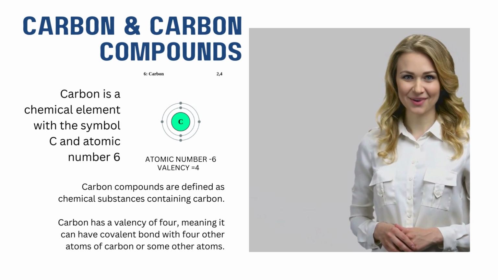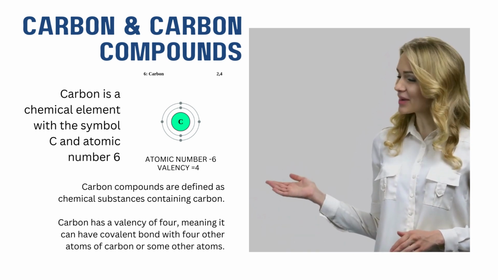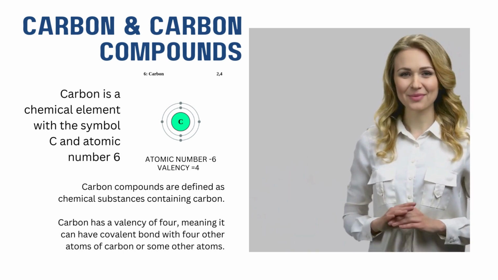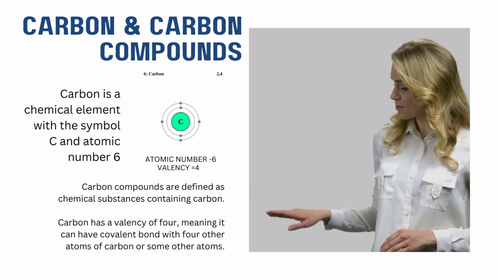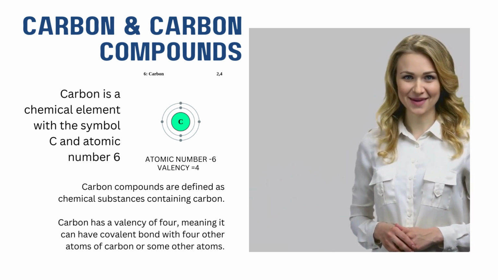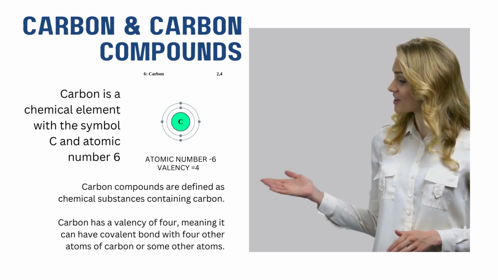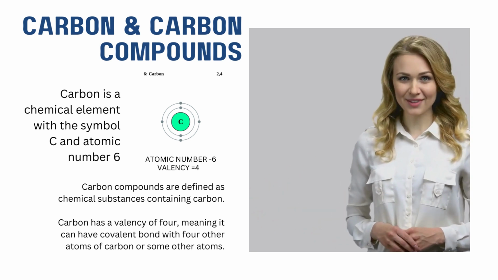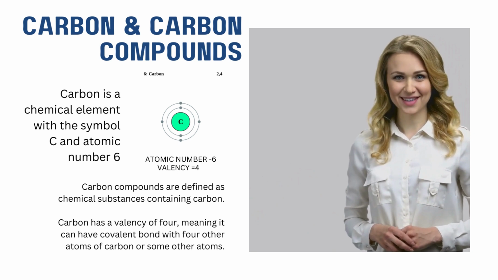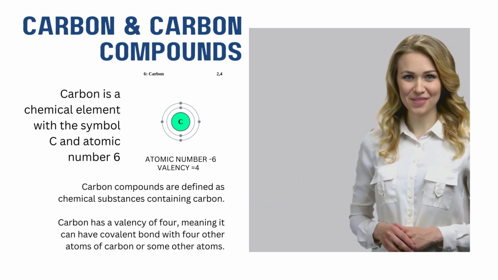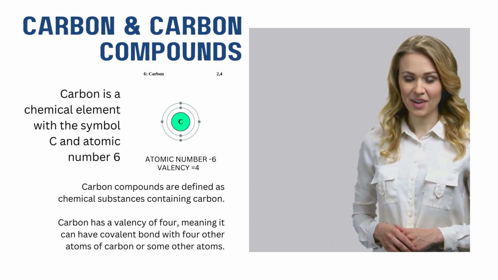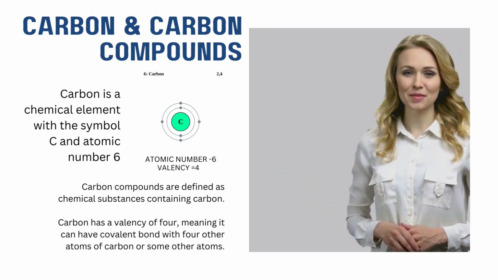Let us talk about carbon and its compounds. Carbon is a chemical element with the symbol C and atomic number 6. Carbon compounds are defined as chemical substances containing carbon. Carbon compounds are present everywhere, from the food we eat to the clothes we wear. Carbon has a valency of 4, meaning it can form covalent bonds with 4 other atoms of carbon or some other atoms. Single covalent bond as well as double or triple bond.